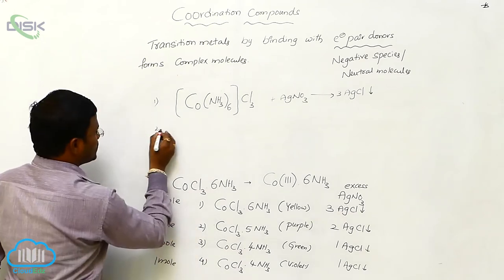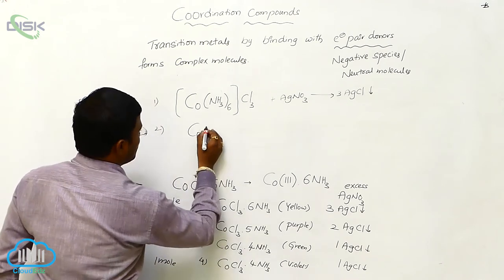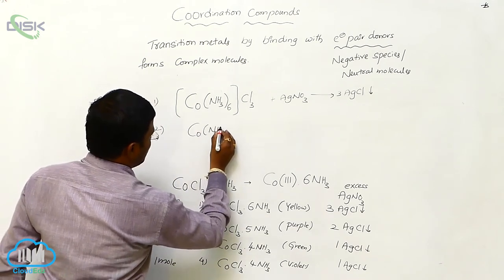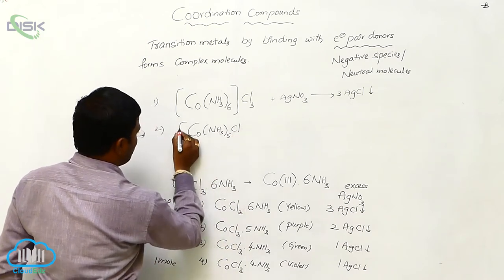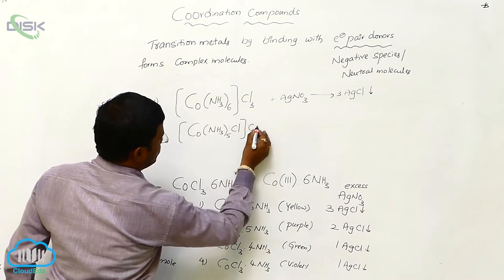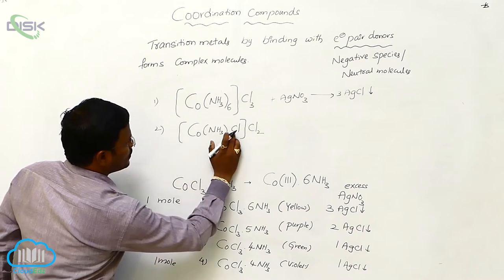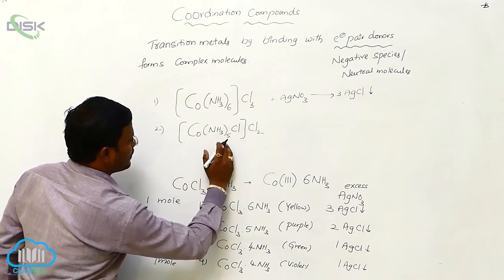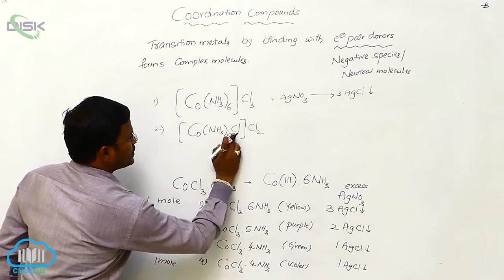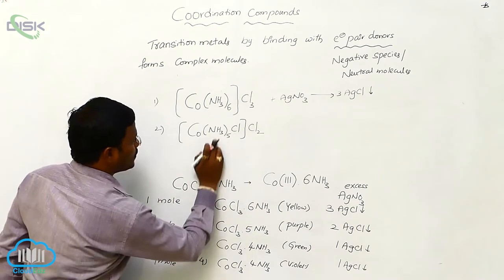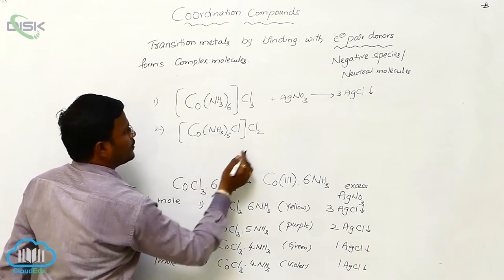Similarly, I would like to consider the second structure in another form, CO NH3 taken 5 Cl, Cl2. The same thing, CO Cl3: one chlorine inside of the square bracket and two chlorines outside of the square bracket. So CO Cl2 Cl3 and dot 5 NH3, so NH3 taken 5.